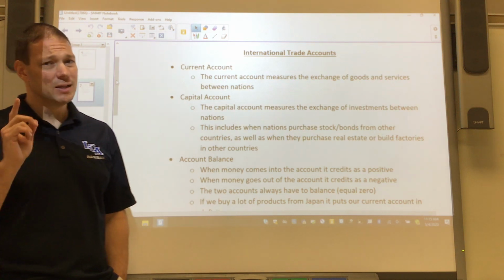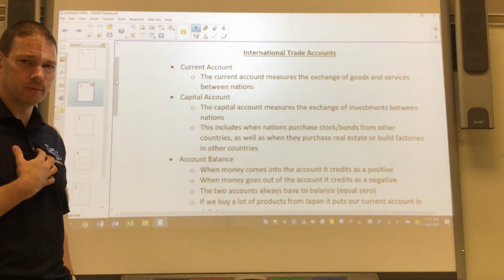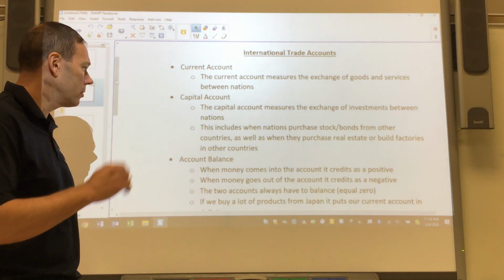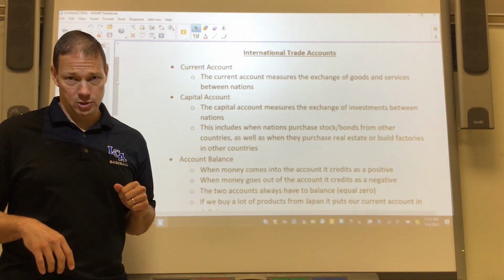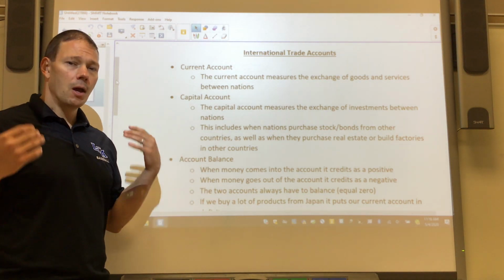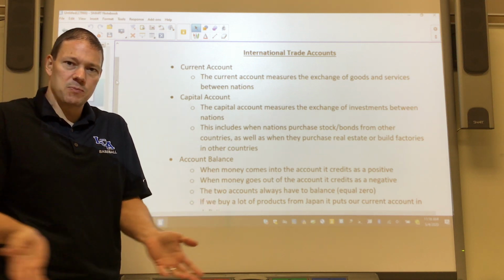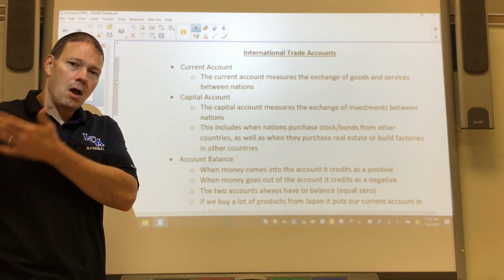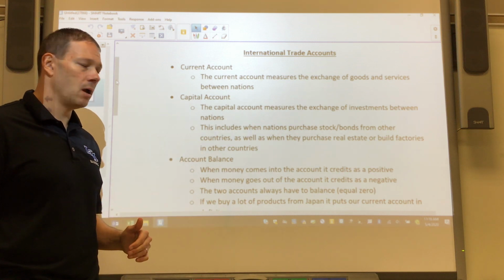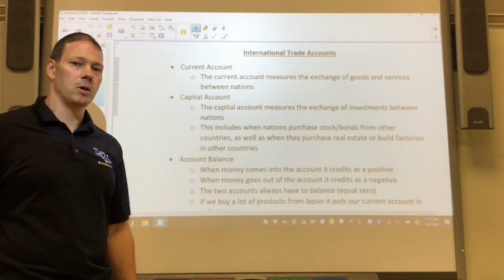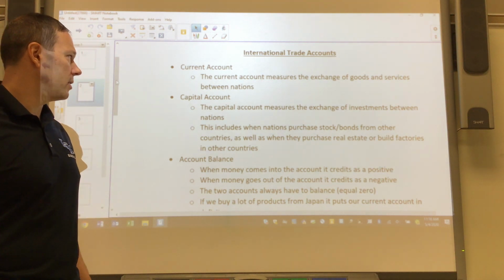The capital account, sometimes also called the financial account, so make sure you make note of that. I learned it as capital account, so I always call it capital account. Sometimes you'll see financial account. That measures the exchange of investments between nations. Nations invest in one another. Usually this takes the form of buying stocks and bonds from other countries. We do that. Americans buy foreign stocks or bonds. Other countries sometimes buy our stocks and bonds. It could also be when one country purchases real estate from another country or builds a factory in another country, that would also go under the capital account.